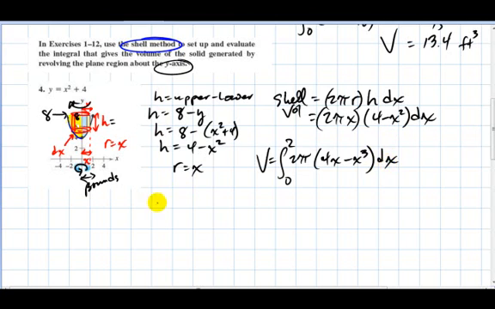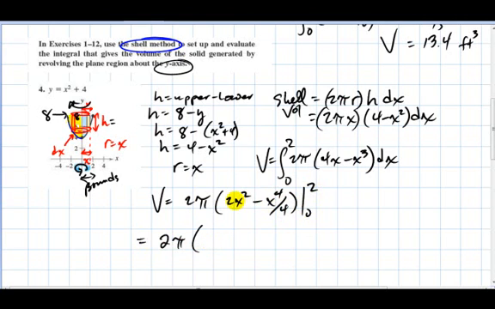You want to integrate that, of course. So let's do that. Volume equals 2 pi times the integral of 4x, which would be 4x squared divided by 2, or 2x squared, minus x to the 4th divided by 4, all evaluated from 0 to 2. When you do that, you get 2 pi times 2 times 4, which is 8, minus 16 divided by 4, which is 4, minus 0. 2 pi times 0 is 0. 2 pi times 4 is 8 pi. So you get 8 pi cubic units for your total volume.